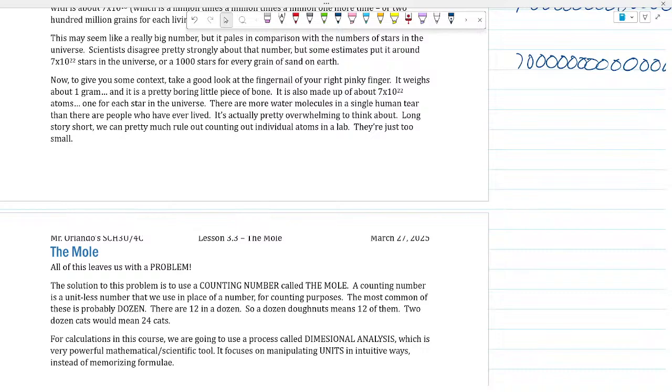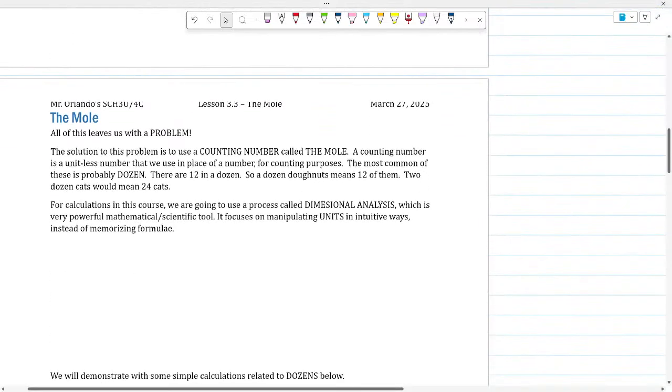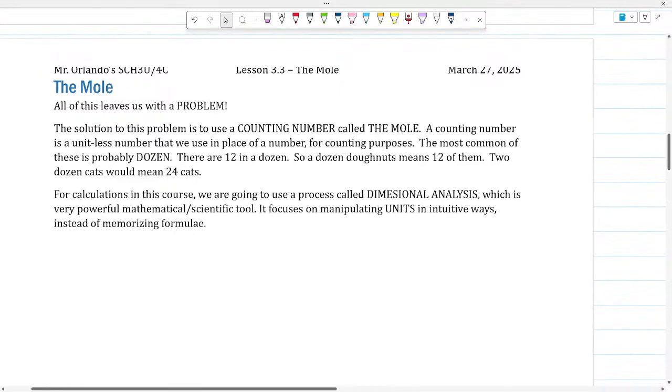So this brings us to the problem we have, which is that we need to count by a big number. And the solution to this is to use a counting number called the mole. So like we said, a counting number is a unitless number that we use in place of a number for counting purposes. The most common is probably dozen. There are 12 in a dozen, so a dozen donuts means 12. 2 dozen cats would mean 24 cats. If you have 2 dozen cats, it also means you have a problem.